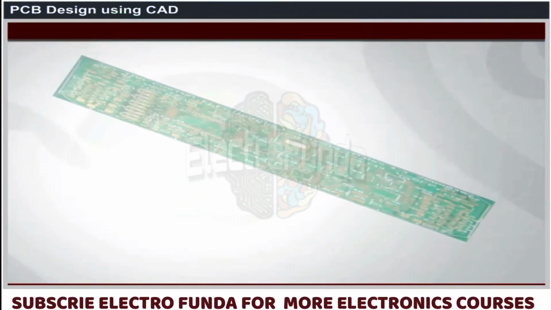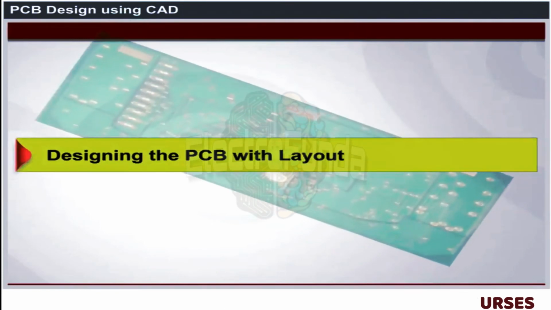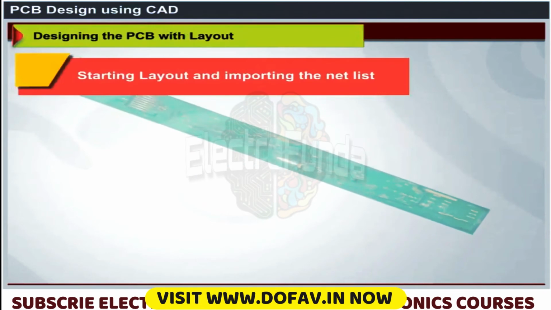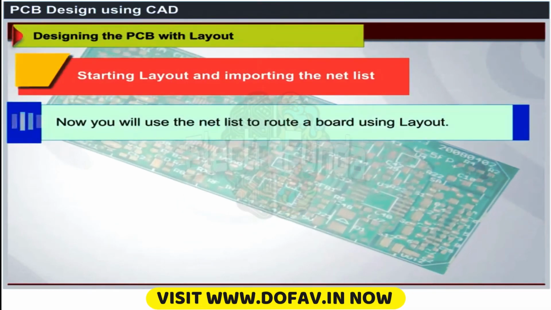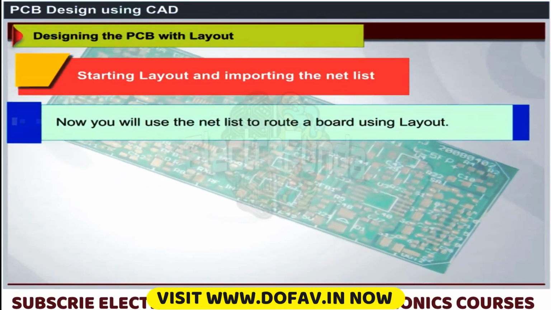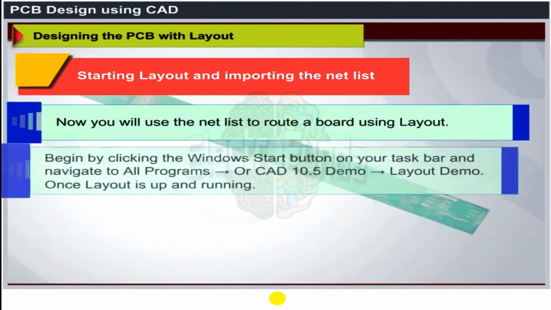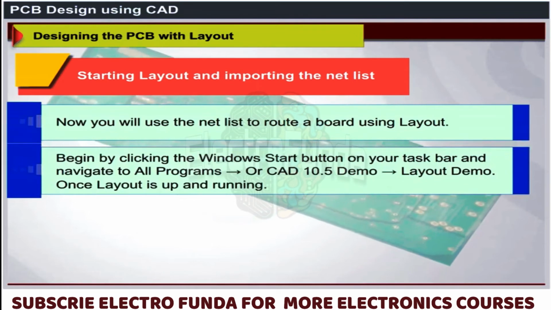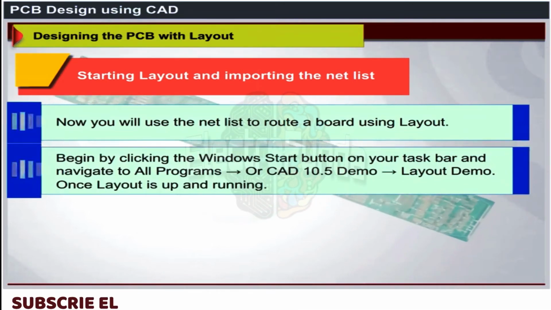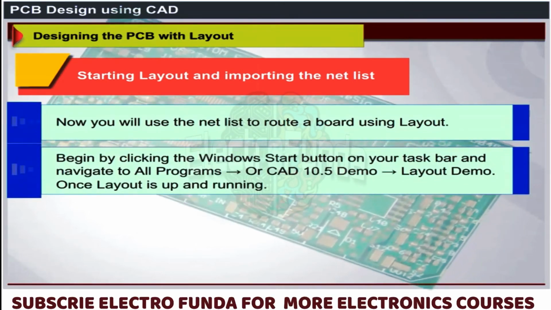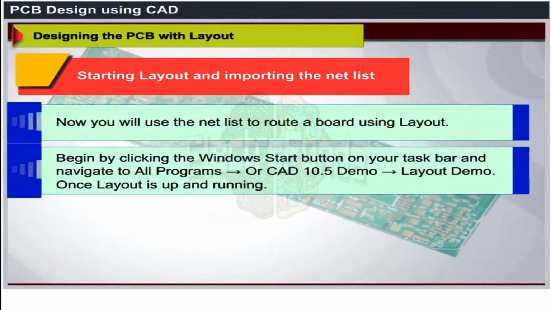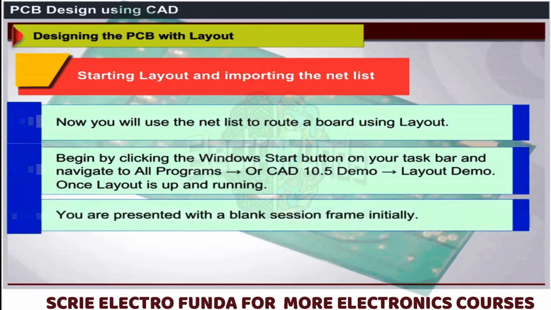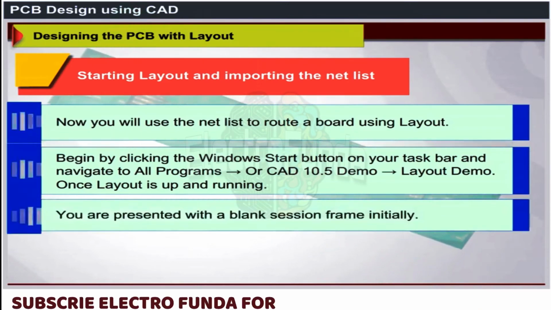PCB design using CAD. Designing the PCB with Layout. Starting Layout and importing the netlist. Now you will use the netlist to route a board using Layout. Begin by clicking the Windows Start button on your taskbar and navigate to All Programs, then OrCAD 10.5 Demo, Layout Demo. Once Layout is up and running, you will be presented with a blank session frame initially.